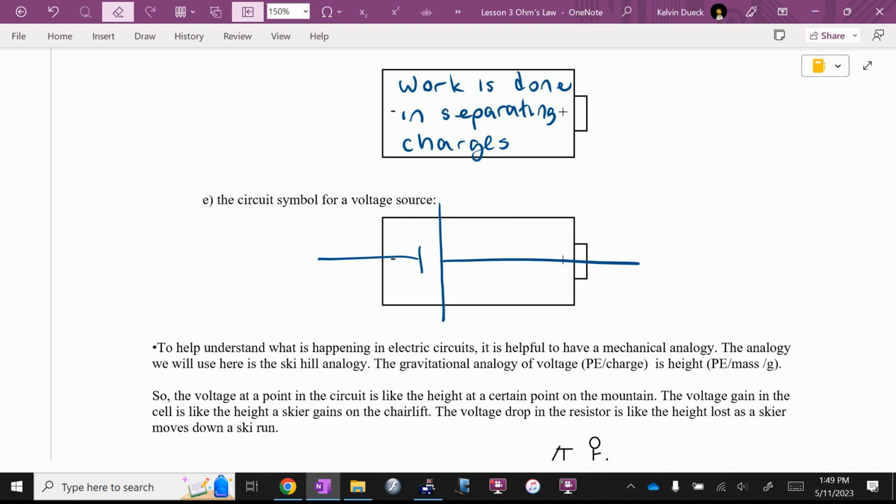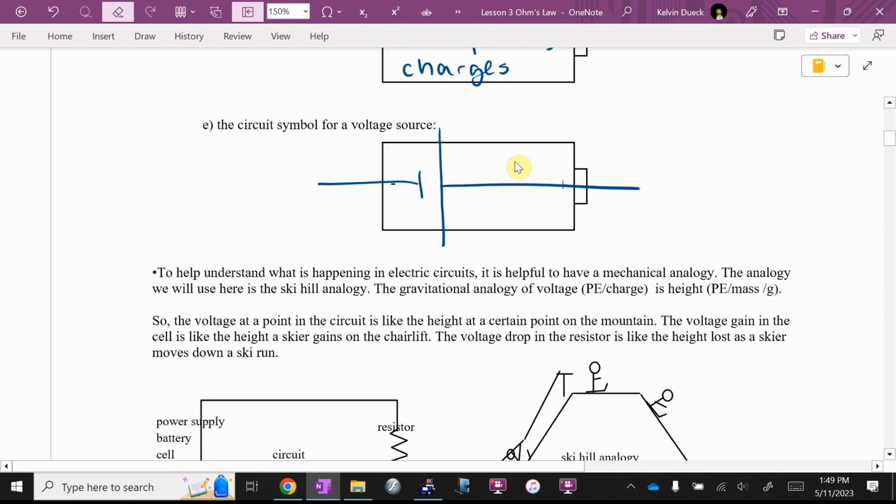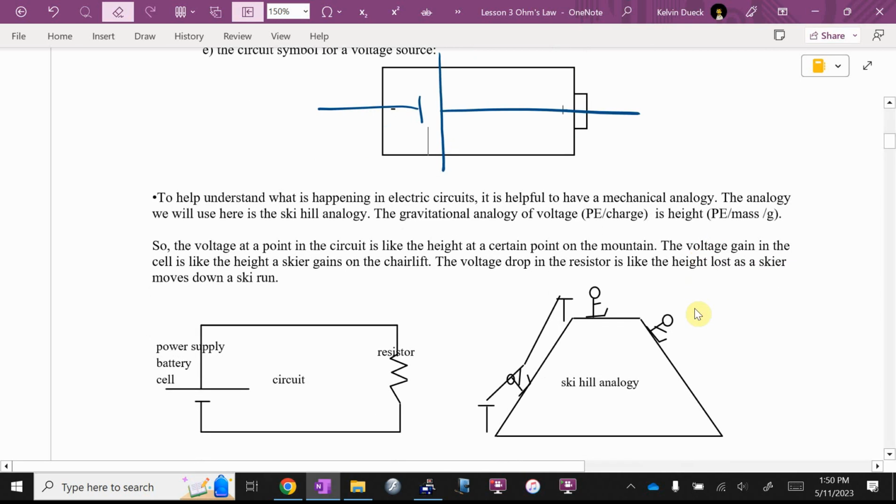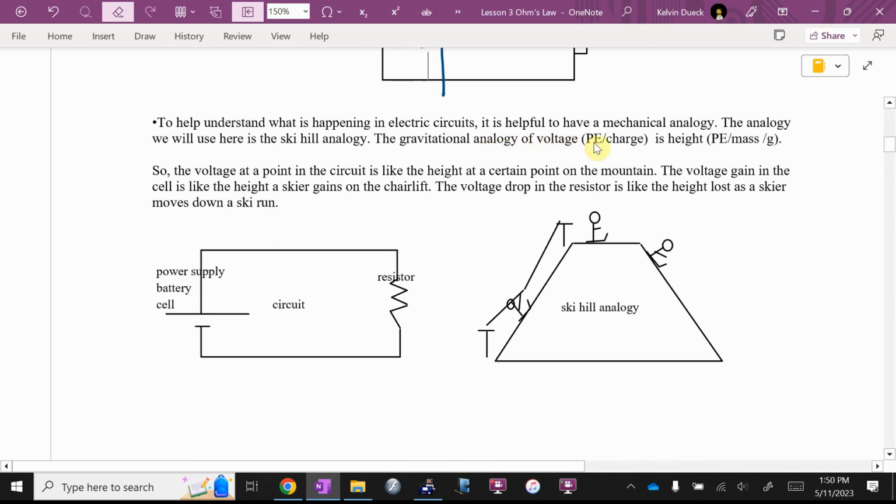Because we can't see electrons, it's helpful to have an analogy. And the analogy that we're going to use is the concept of a ski hill. You're going to hear me time and time again say a change in voltage like a change in height. What a battery does is, in the same way a chairlift lifts skiers to the top of the mountain, giving them all potential energy, a battery lifts charges to the top of the voltage, giving them electric potential energy. So the gravitational analogy of voltage, energy per charge, is height, which is energy per mass, and also there's a G in there, but we're going to pretend that's not part of it just to keep it simple.